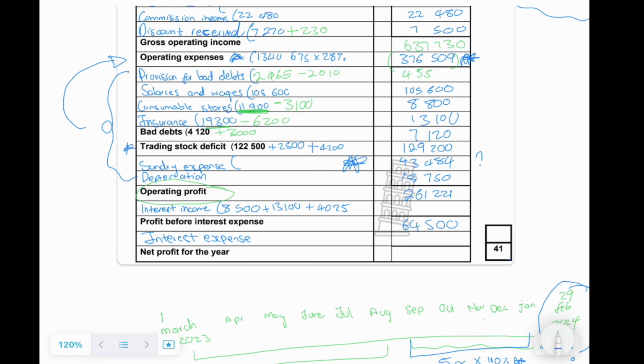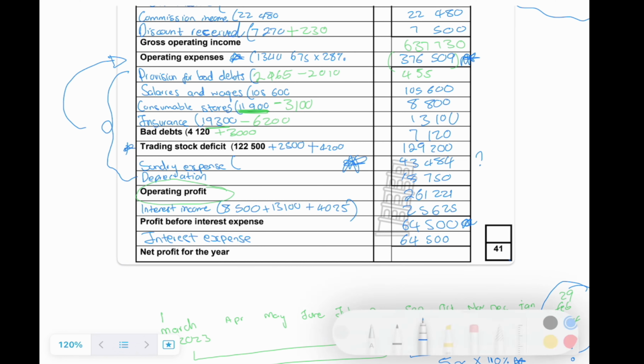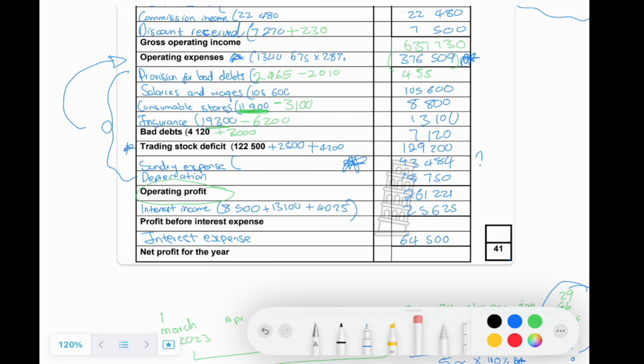that would give you 261,221. And then your interest income, you have to finalize the amount, and that amount would be 25,625. Remember, you get it from adding the amounts in the bracket. And then for you to get your profit before interest expense, okay, I see that we wrote the interest expense amount at the wrong place. So your interest expense was 64,500. Apologies for that.